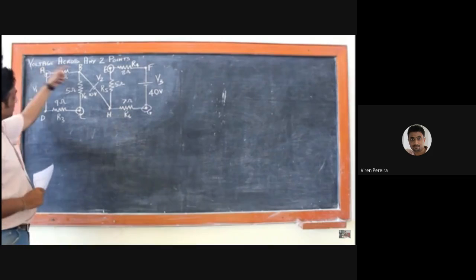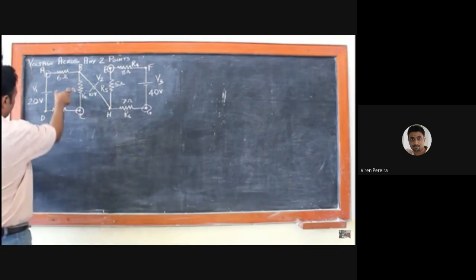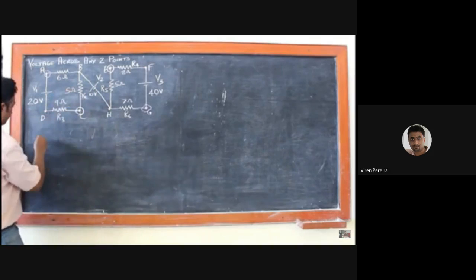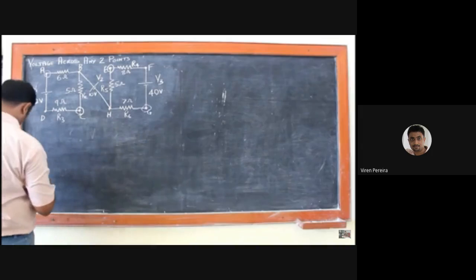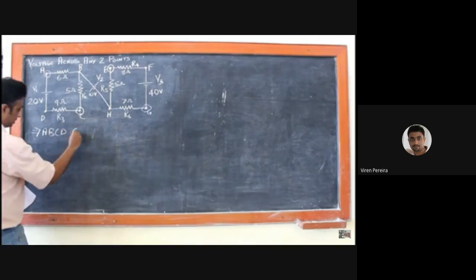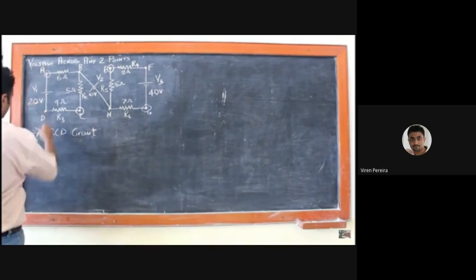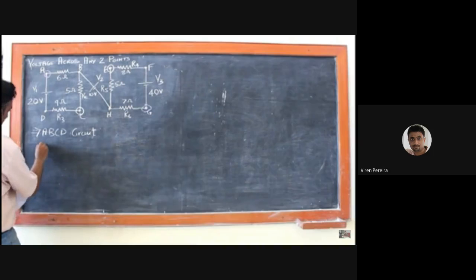So since the voltage source is isolated, I'll take the first one. I'll draw the circuit again.